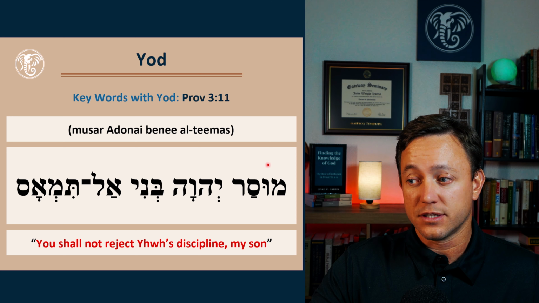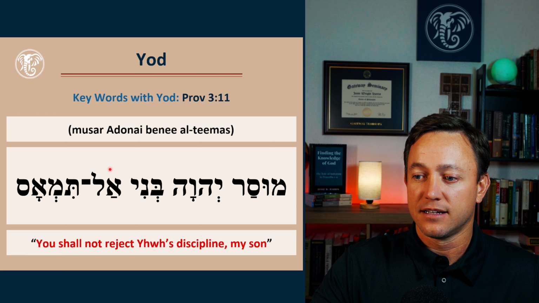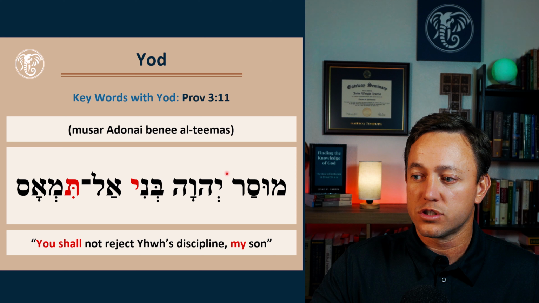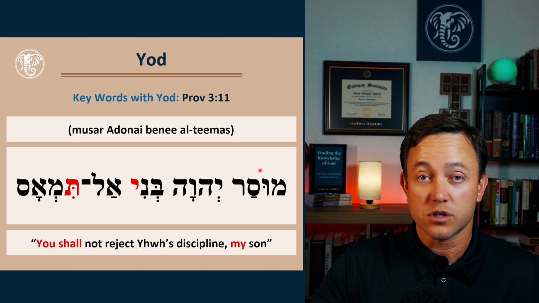So we have here Musar. We saw that word just a minute ago. Musar, Adonai, Beni, Al, Timas. Musar, Adonai, Beni, Al, Timas. All right. Well, let's break this down here and translate a bit. So we have Musar, Adonai, Beni, Al, Timas. So Musar, of course, as we talked about a minute ago, is that word for discipline or guidance, teaching, instruction.